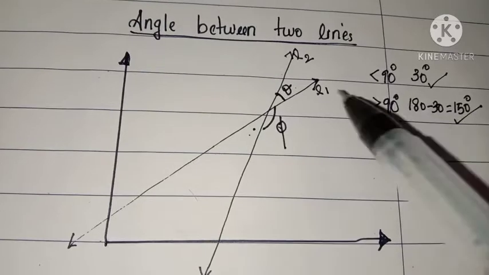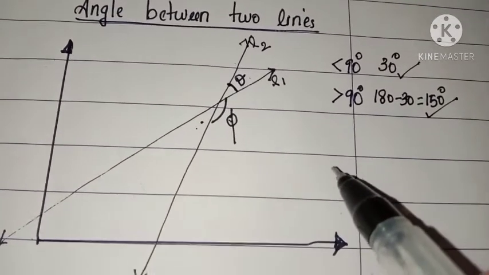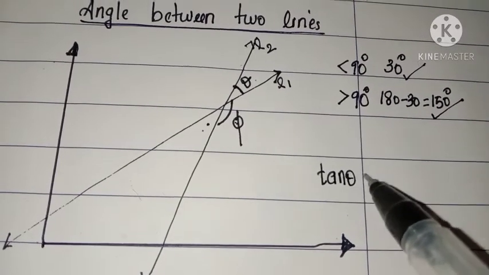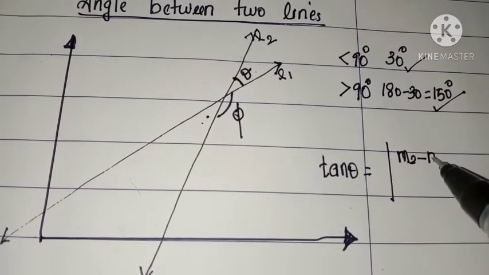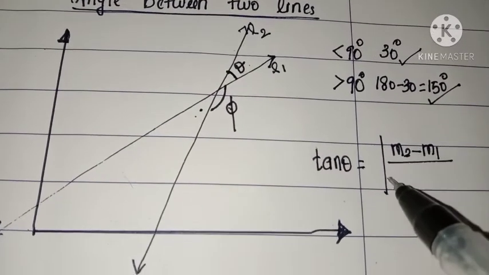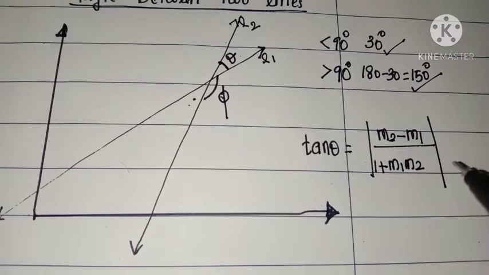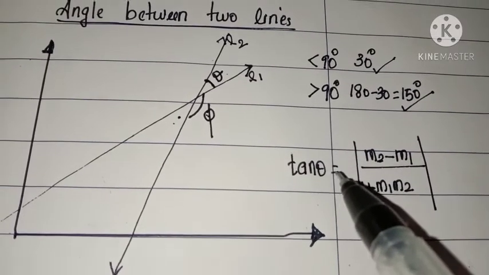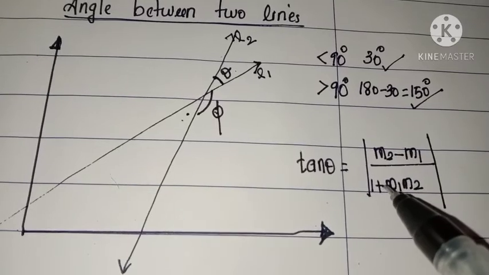So we can define the angle between two lines as, listen, we can directly say the formula: tan theta is equal to modulus of m2 minus m1 divided by 1 plus m1 m2. Angle between two lines is given by tan theta. Tan theta is equal to modulus of m2 minus m1 divided by 1 plus m1 m2.